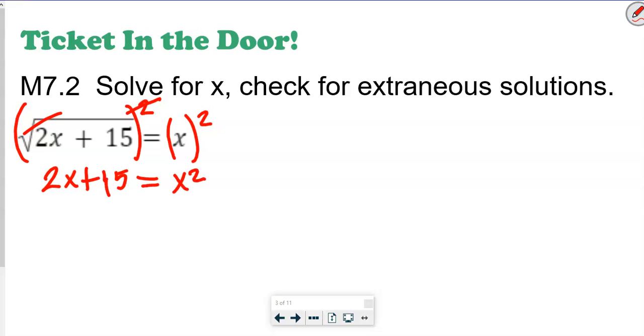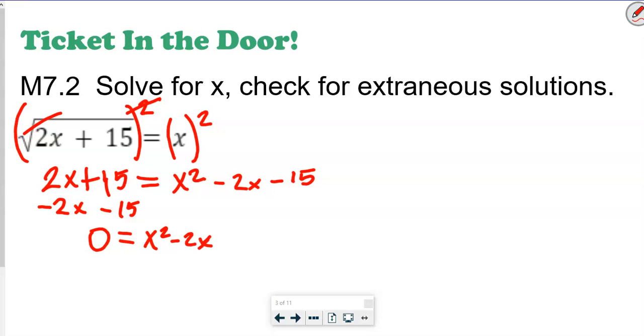equals x squared. We're going to move everything to the right because I don't like dealing with the negative leading coefficient. So I'm going to subtract the 2x and I'm going to subtract the 15. So it's going to give me negative 2x minus 15. So then I have 0 equals x squared. Well, I don't know why I put a parenthesis there, y'all, but x squared minus 2x minus 15.